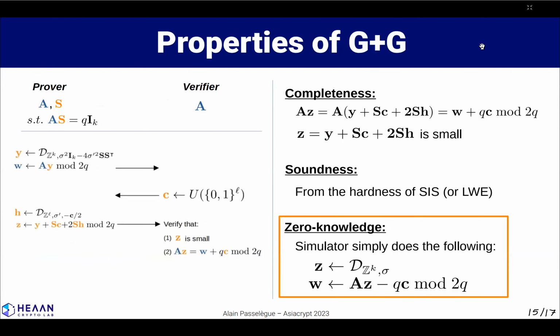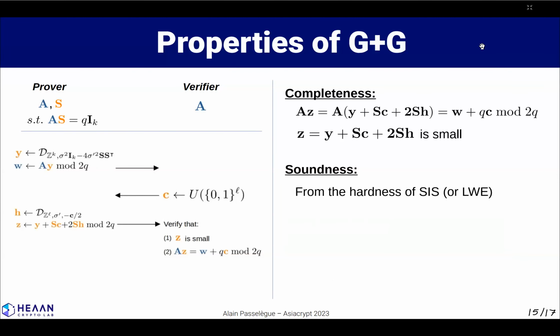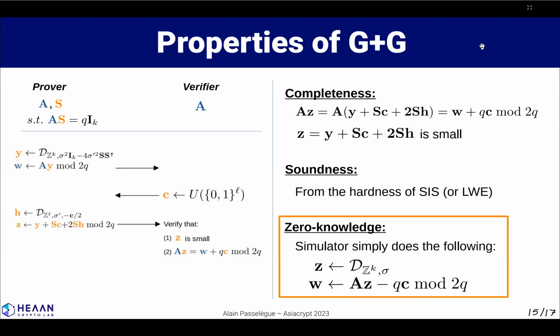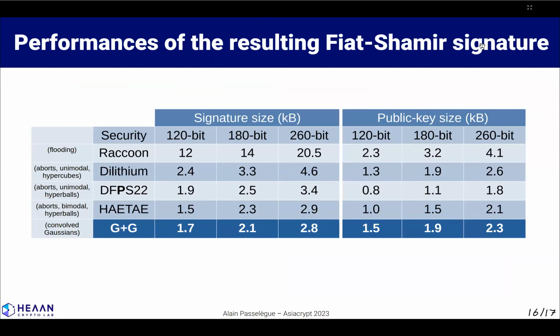So why does it work? Completeness and soundness. Completeness I already explained precisely before: z is small because everything is small. Soundness is the same as before. And for zero knowledge, we need the simulator. The simulator is completely straightforward. You just sample z from the actual distribution that we made, so that z was equal to this. And w, same as before, you make it by verification, so Az minus tc. So that's it. Alright, so let me continue.